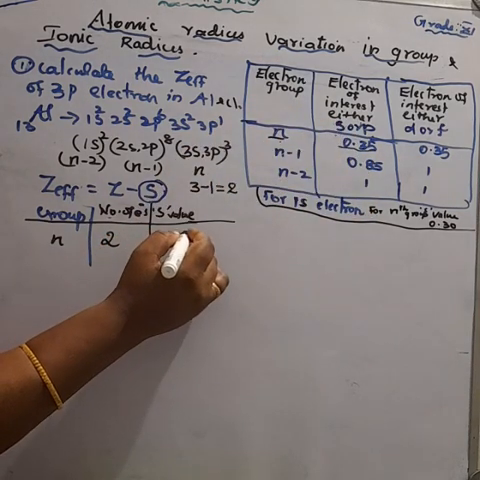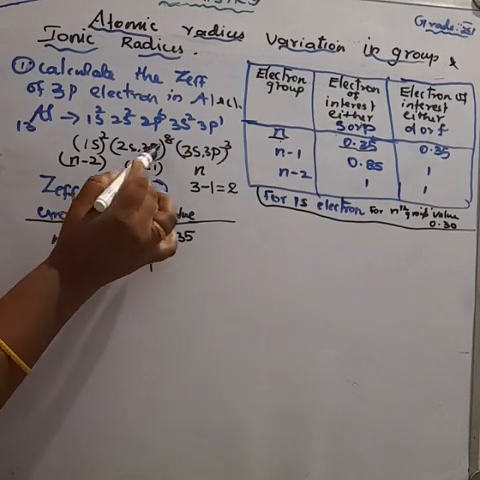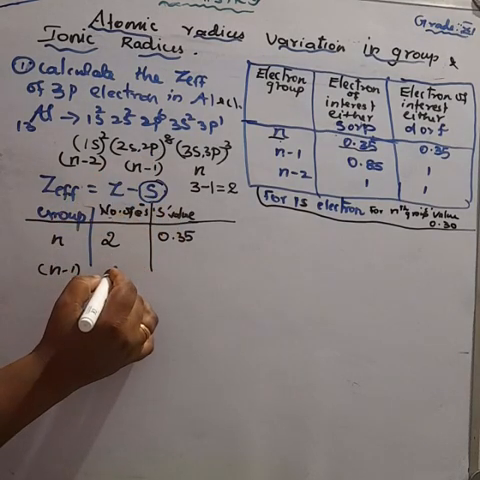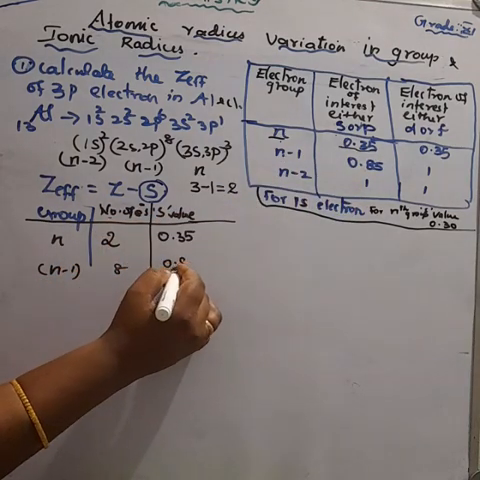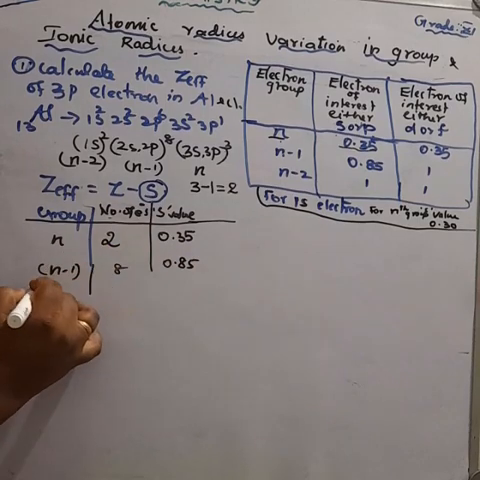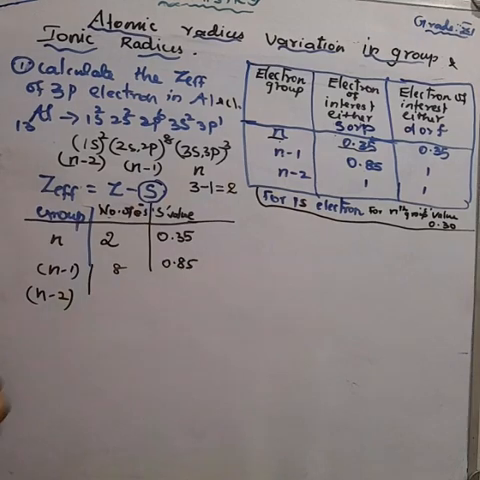And n minus 1 group, how many electrons? N minus 1 group, how many electrons are there? 8 electrons. What is the value given? 0.85. Understood? And all other n minus 2 and all other inner shells, what is the value? 1.